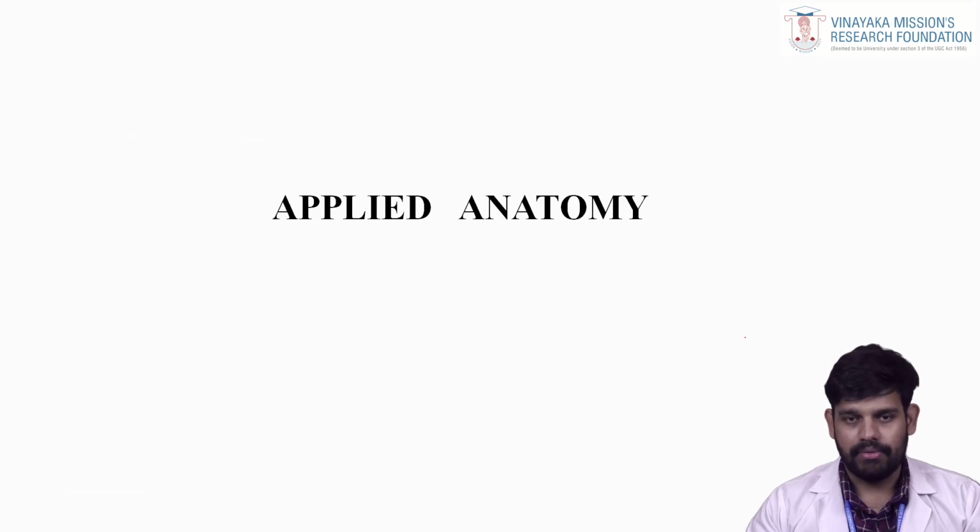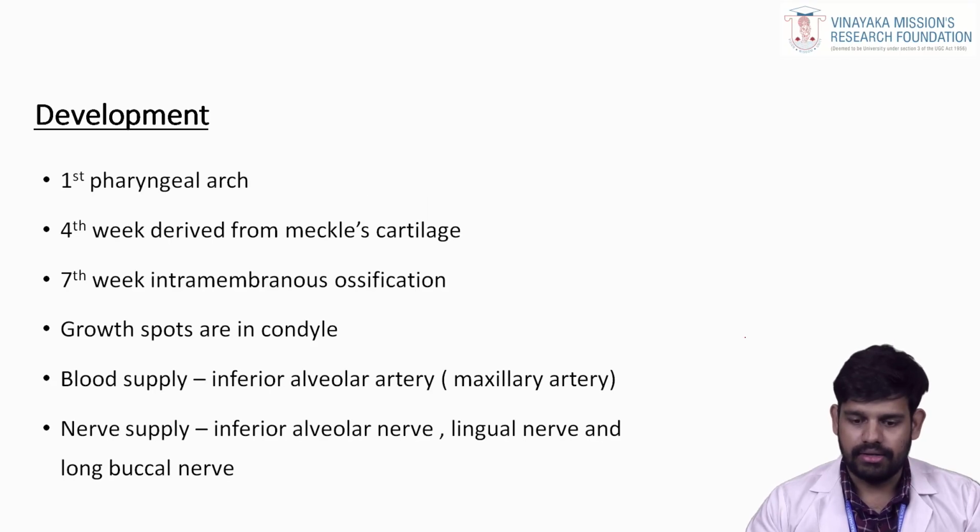So applied anatomy. We all know that mandible is a jawbone which helps in mastication, speech and deglutition, and it develops from the first pharyngeal arch. At around the 4th week of intrauterine life, it is derived from the Meckel's cartilage. And about the 7th week, it gets ossified by intramembranous ossification. And mandible has a growth spot at the condyle. So the mandible grows vertically downwards and forwards with the growth spot at the condyle.